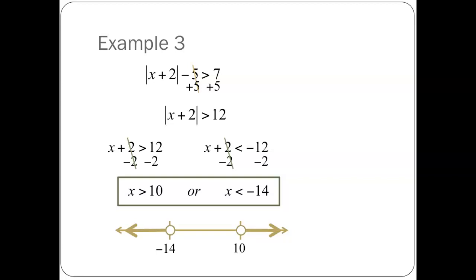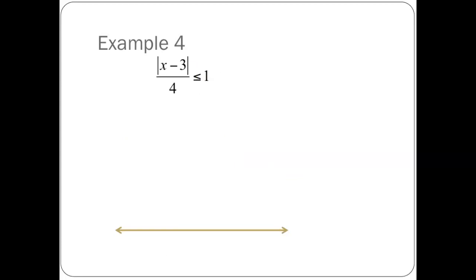Okay, we have one last example. The absolute value of x minus 3 all over 4 is less than or equal to 1. Start by isolating the absolute value, so multiply both sides by 4. That leaves us with the absolute value of x minus 3 is less than or equal to 4. And then we're going to write our two inequalities. So the first one will be x minus 3 less than or equal to 4 without the absolute values. And the second inequality will be x minus 3, and then we will write greater than or equal to negative 4.